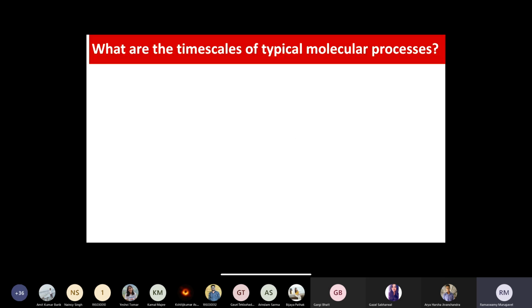Before I do that, what are the timescales of typical molecular processes? I'm not talking about any of these 4 points right now. Okay, the power has come back. That's good news.